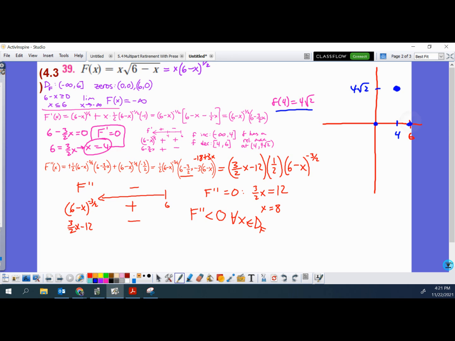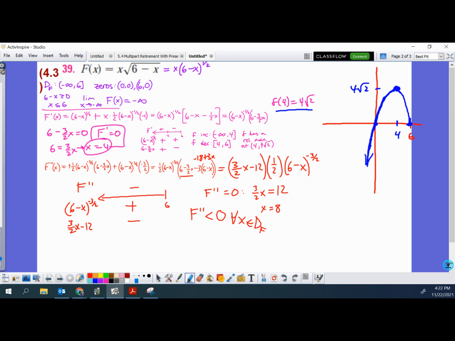And I also know that it has a vertical tangent coming into this right end point. So it's going to look something like this. It's going to pass down through here. And it's just going to go off forever to the left and down, right? It's pretty steep. Just keeps going. Concave down the whole way.